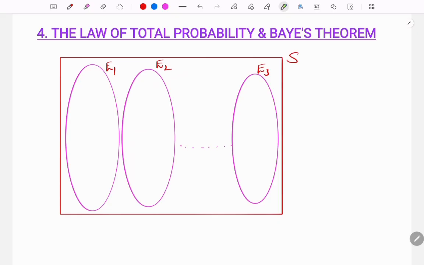Now I am going to define one more event. Observe here, this event is the common part of all.